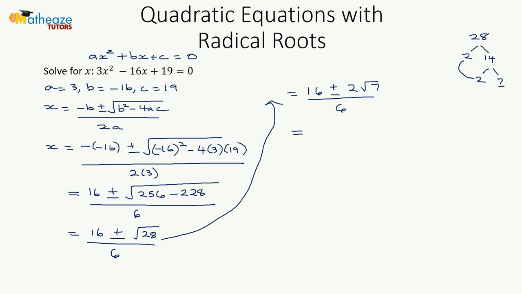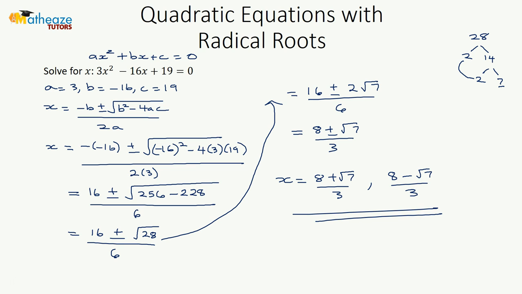The greatest common factor of all the whole number terms there would be 2. So we divide each term by 2. So we have 8 plus or minus the square root of 7 divided by 3. So x is going to be 8 plus the square root of 7 over 3, or 8 minus the square root of 7 over 3. So this is how you can apply the quadratic formula to solve quadratic equations that potentially have radical roots.